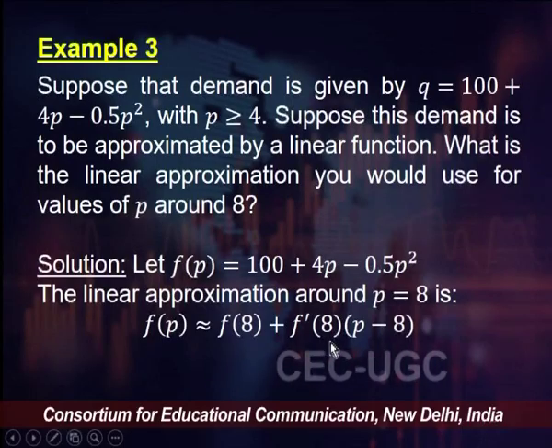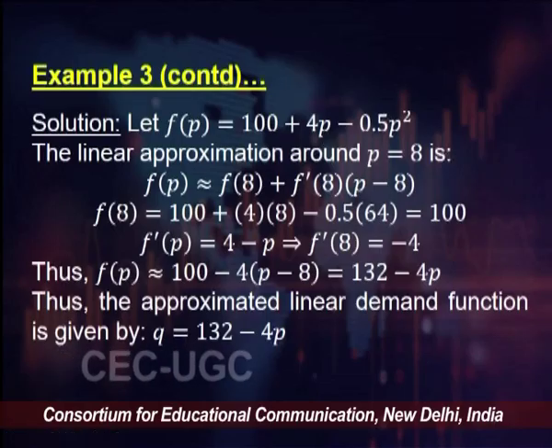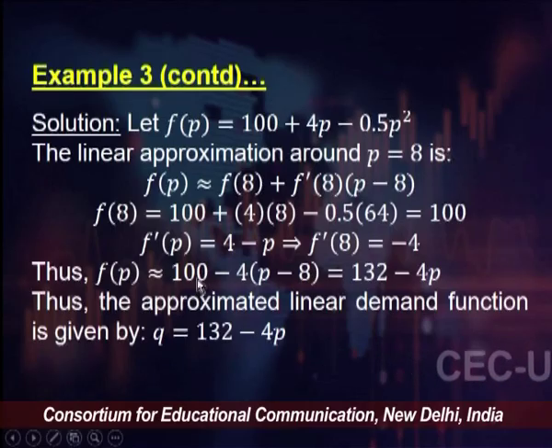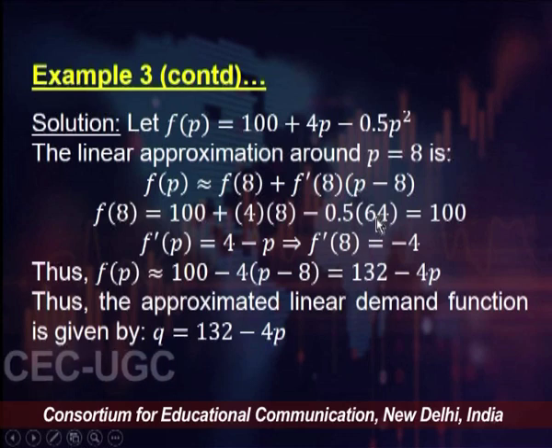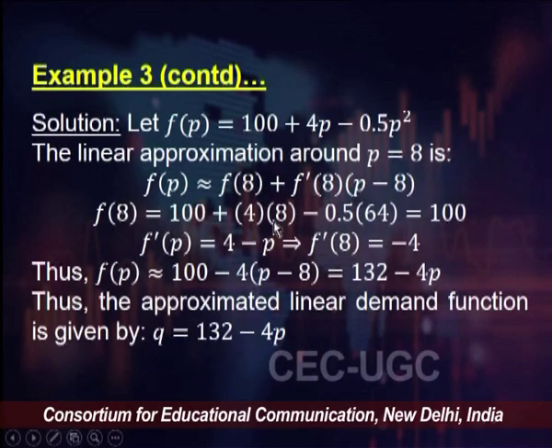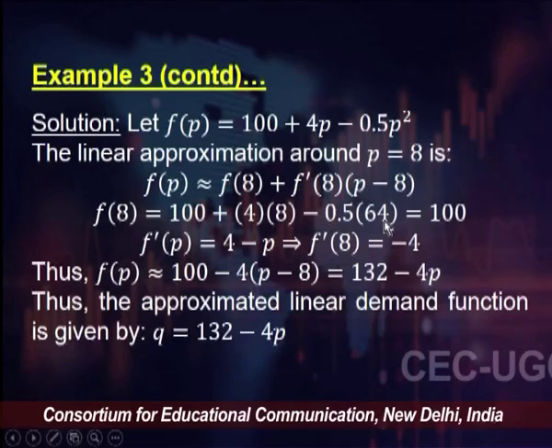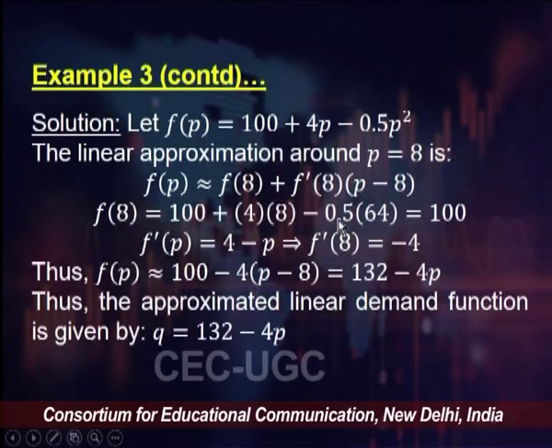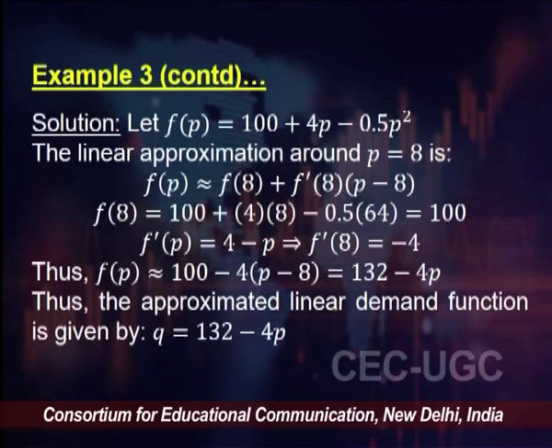So f of 8 is equal to, we will plug P equal to 8 into the original demand function. That gives us 100 plus 4 times 8 minus 0.5 times P squared, which is 64. And once we do this calculation, this is going to give us 100 plus 32 minus 32, because 64 times 0.5 is again 32. The second term will cancel out the third. So f of 8 is 100.